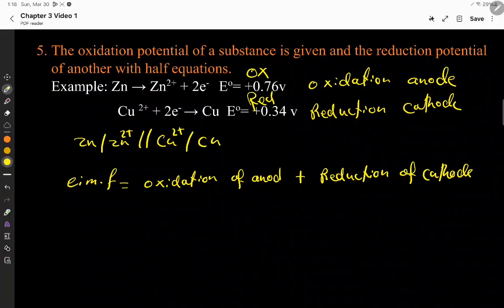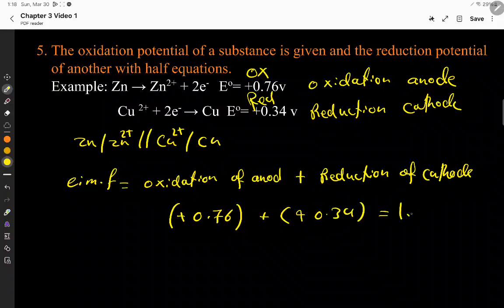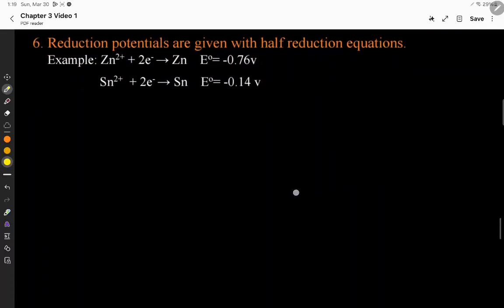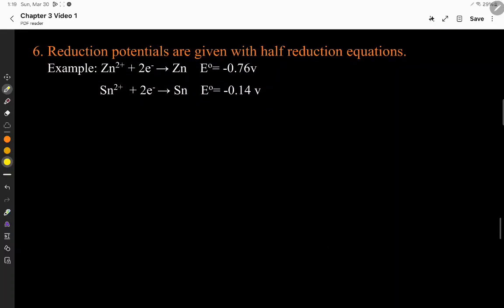The oxidation of the anode is positive 0.76 and the reduction of the cathode is positive 0.34. That will equal 1.1 volts. If we have one oxidation and one reduction, we just add them together. We do not do cathode minus anode. Or you should make the oxidation of the anode a reduction, then you use the rule reduction of cathode minus reduction of anode. Let's see here another way of having the questions.